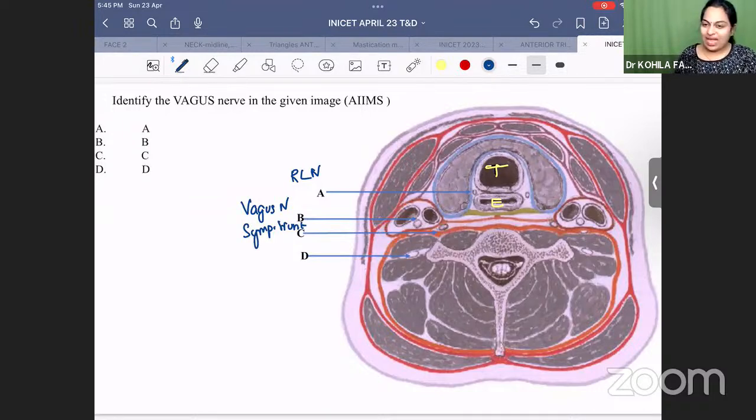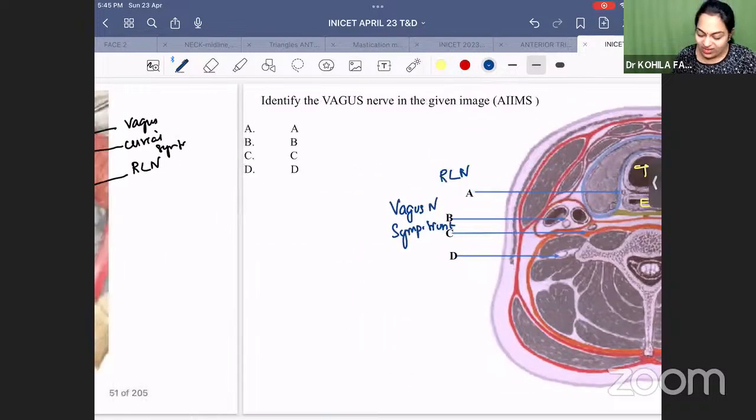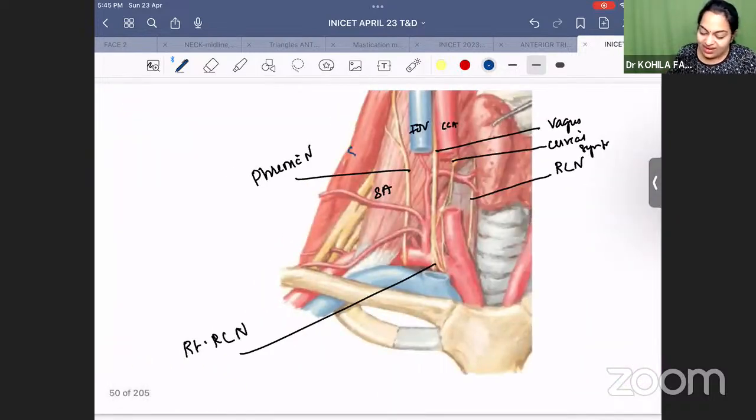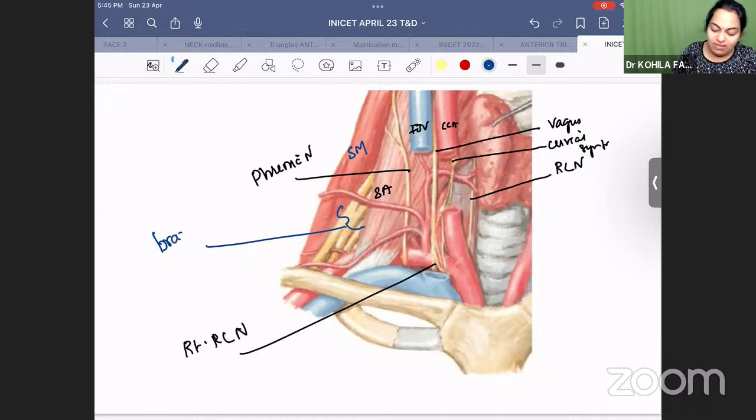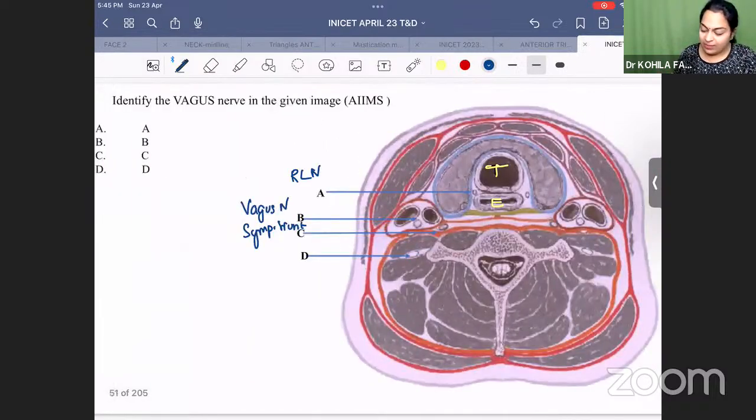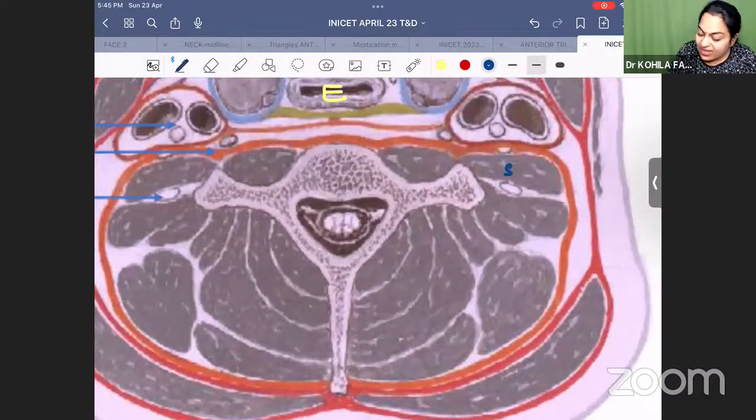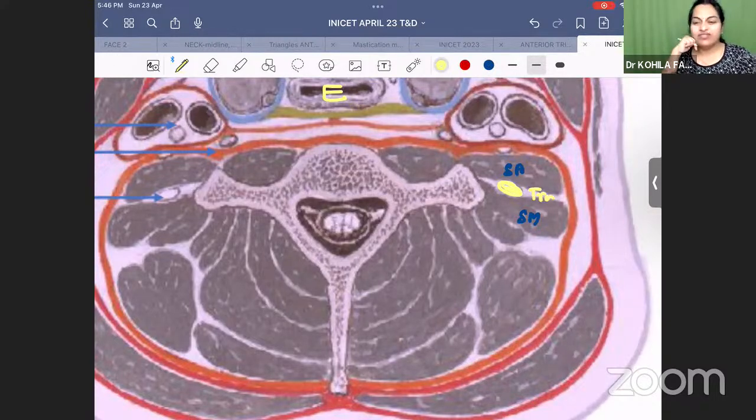D. Any idea what is D? I'll take you back to a previous image to let you know what is D. So this is scalenus anterior, this is scalenus medius. What are these yellow bunches emerging between scalenus anterior and medius? That's the trunks of the brachial plexus. So this is the landmark where you get to see supraclavicular block of brachial plexus. You can see the trunks emerging between scalenus anterior and medius, right? So what you see here is nothing but the trunks of the brachial plexus. Okay. Now, where is phrenic nerve?